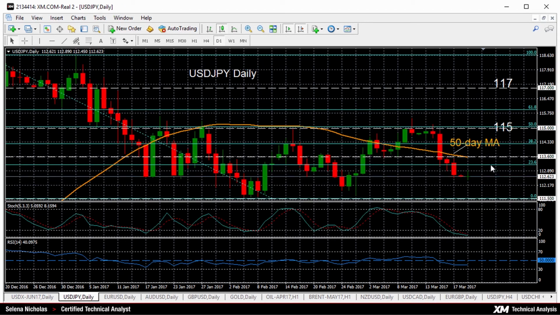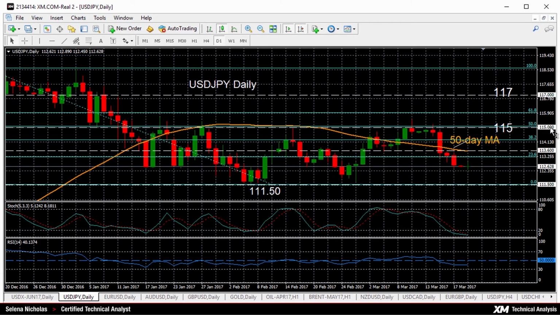Now let's take a look at the USDJPY, dollar yen. It was in a neutral phase for quite some time, since mid-January. Prices were basically in a range from 111.50 and capped around the 115 yen level. The immediate bias now is clearly to the downside, especially after falling below the 50-day moving average, although we expect strong support at 111.50, which is the lower end of the range.